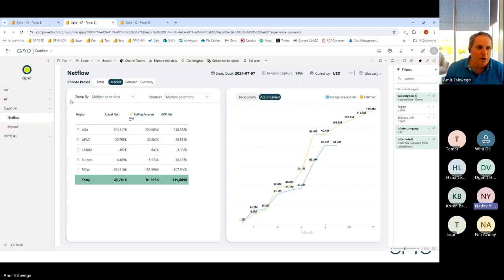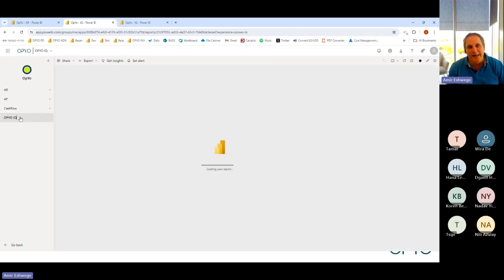Got it. Okay, so the next area I want to show is what we call the OPYO IQ. That's the analytical area. We're moving from the cash flow. Remember, we had the AR. In the AR, we have the pulse and the collectors, the two working areas. We have the AP, which works on the whole universe of the payables. We have the cash flow forecast, which is an offset corporate cash flow. And now I want to drill down into the IQ, which is the analytical area of OPYO.